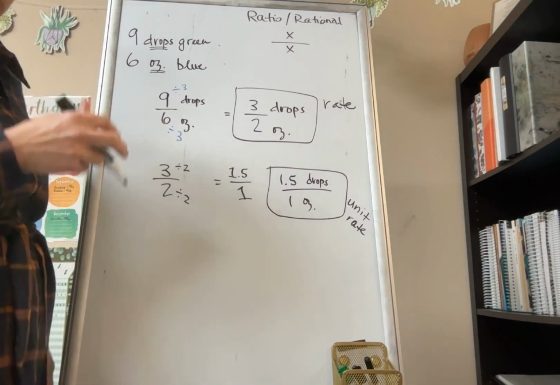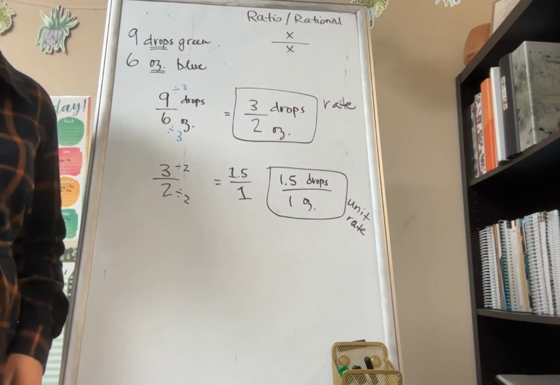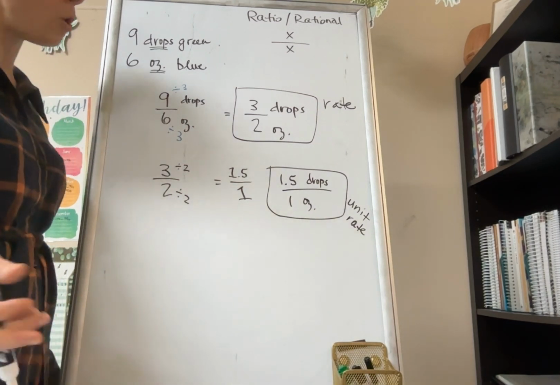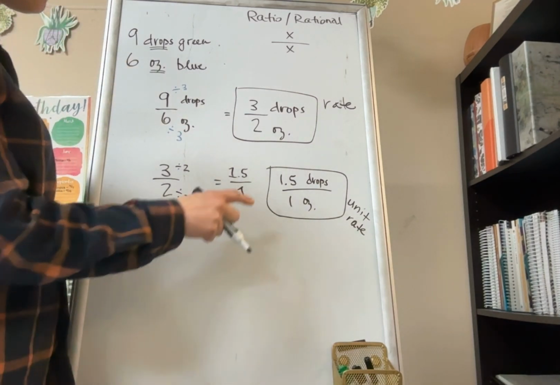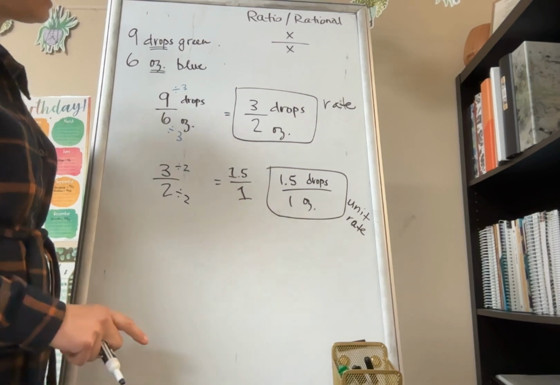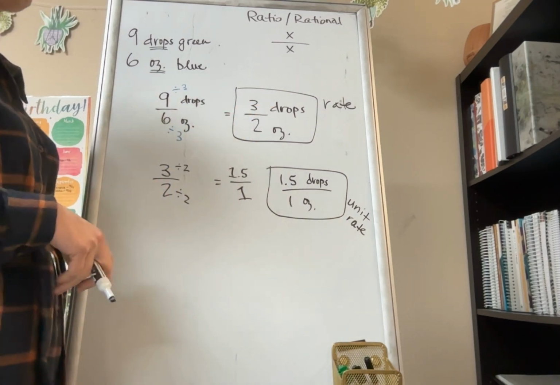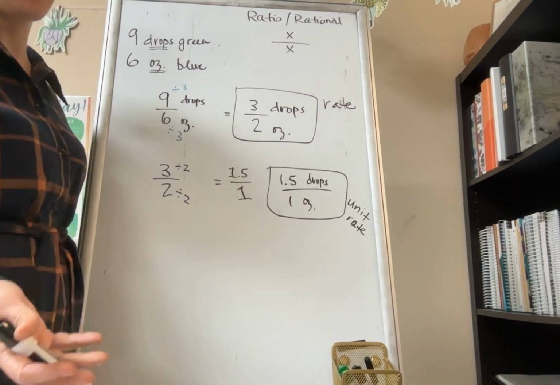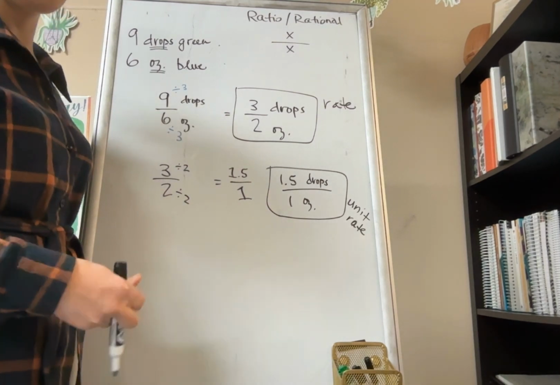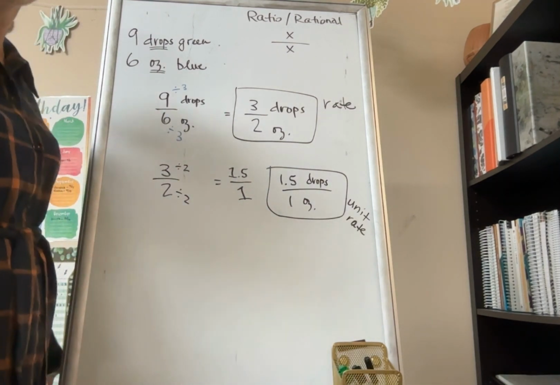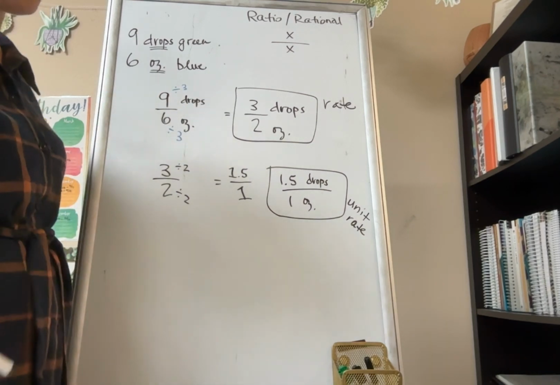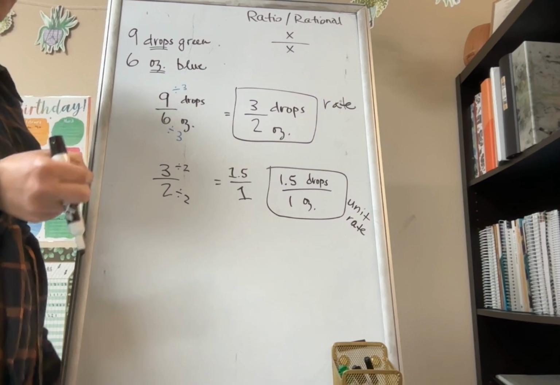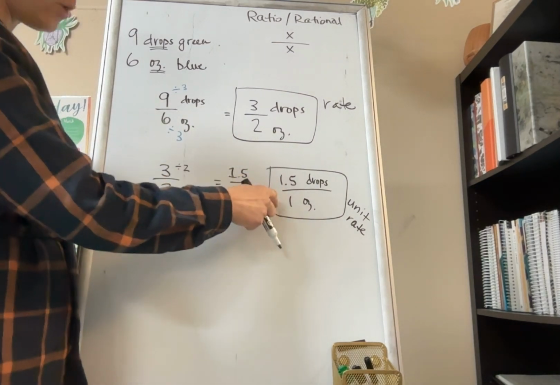Now, this problem doesn't make a ton of sense because how in the world do you get half of a drop, right? That's not really even possible. If this wasn't drops, if this was 1.5 tablespoons of butter to every 1 ounce of cocoa or something for a recipe, it would make a little bit more sense, right? But drops to ounces, you can't really get 1.5 drops, but that's the unit rate.